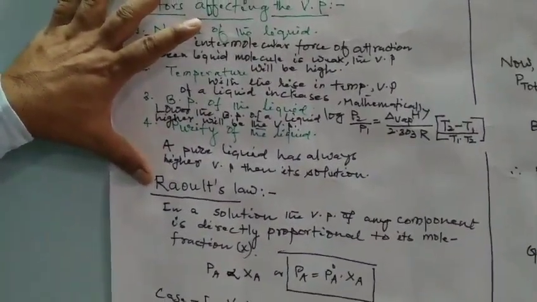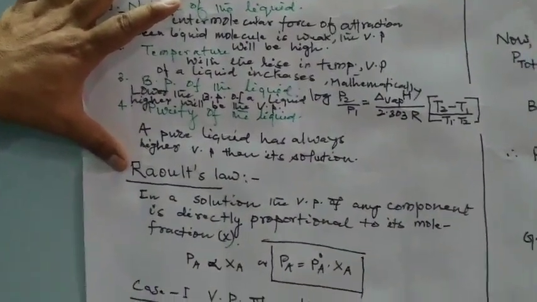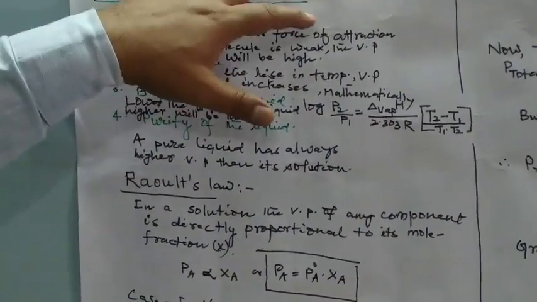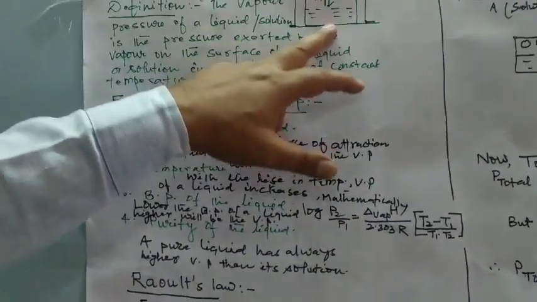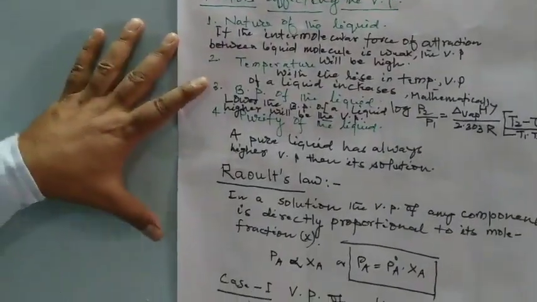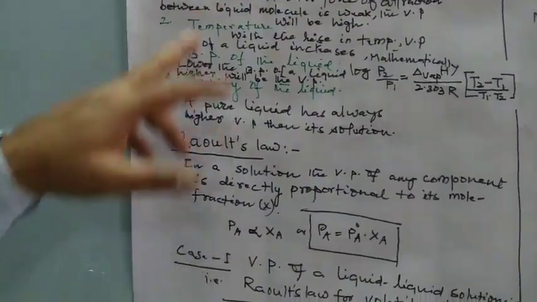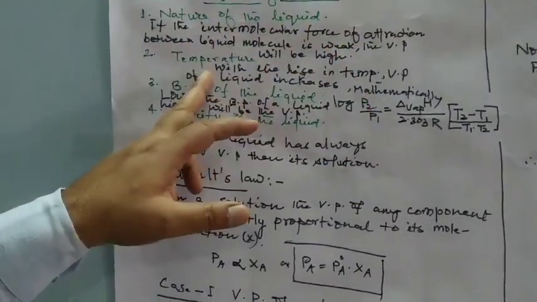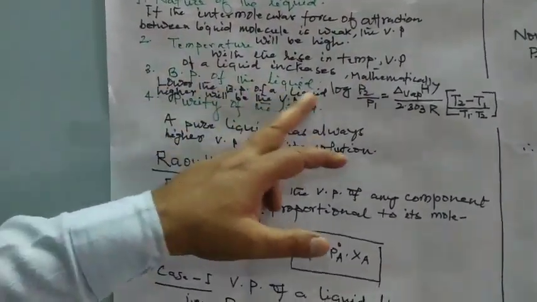Vapor pressure is the pressure exerted by the vapor on the surface of a liquid or a solution which is in equilibrium with its vapor at a given temperature. The factors affecting the vapor pressure are the nature of the liquid, temperature, boiling point of the liquid, and the purity of the liquid.